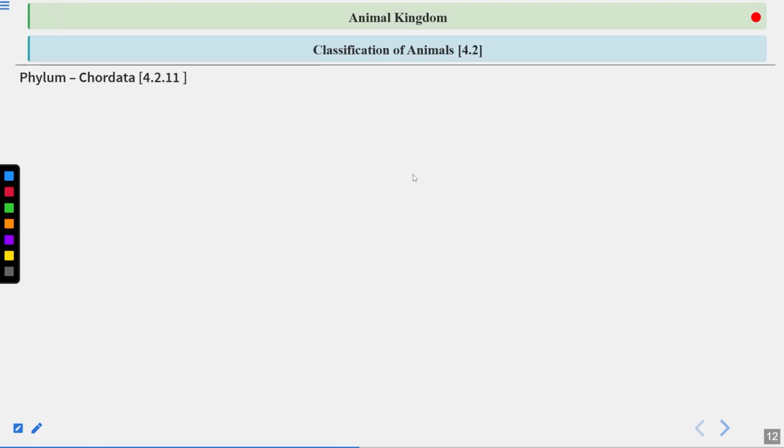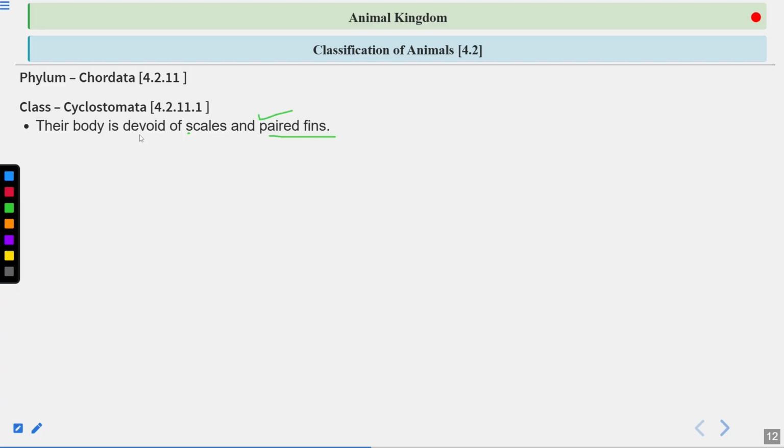So the example was Petromyzon, a cyclostome. The body is devoid of scales and paired fins. No paired fins. Devoid means, what is the meaning of devoid? They do not have any scale-like things on their body, or paired fins. Okay.